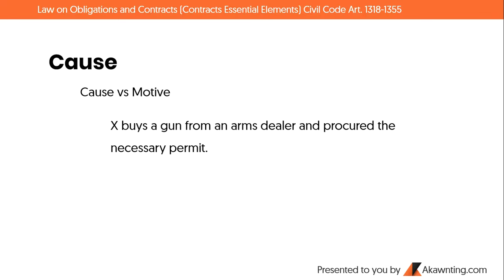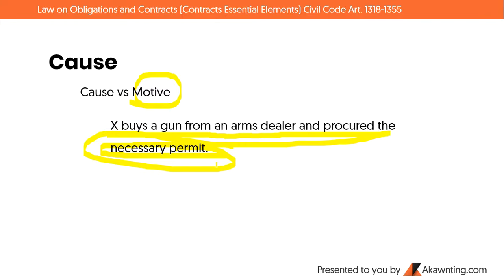Cost versus motive. Ano ba yung motive? In Tagalog, motibo. So for example, X buys a gun from an arms dealer and procured the necessary permit. X entered into the contract para ma-deliver sa kanya yung gun, magkaroon siya ng gun. Pero a more personal reason kung bakit niya binili yung gun is gagamitin niya for assassination, for example. In that case, the personal reason, which is the assassination, will be the motive in the contract.